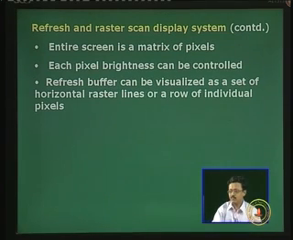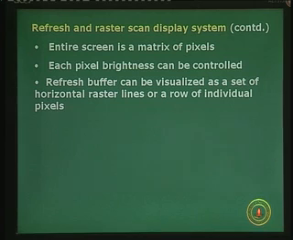The next point: the refresh buffer can be visualized as a set of horizontal raster lines or a row of individual pixels. The concept is like a matrix or an array where we have horizontal rows and vertical columns. So, obviously, we talk of these as horizontal raster lines.